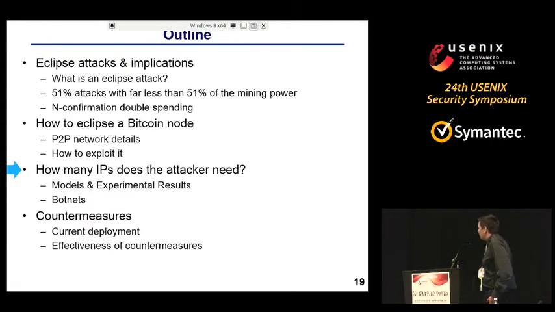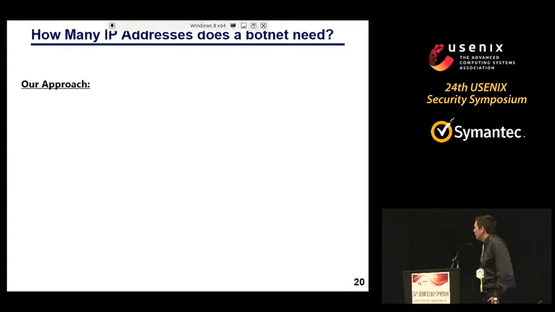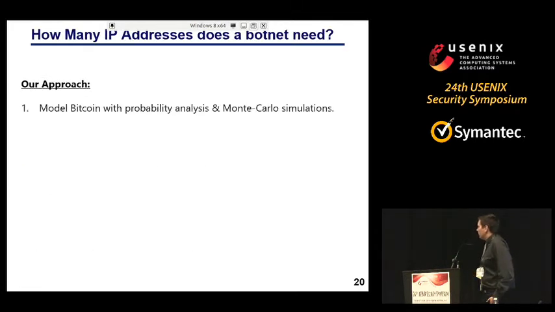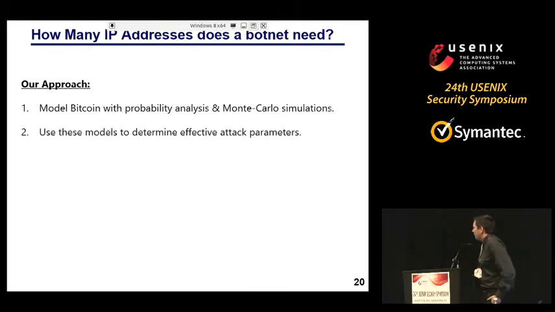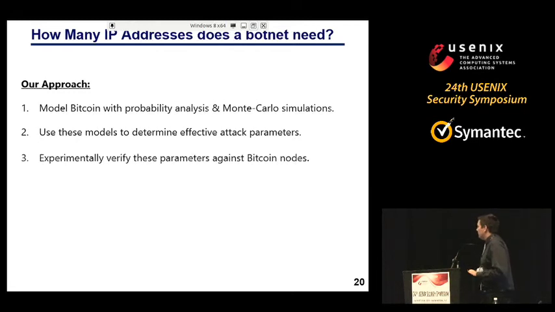So we've explained how to do this, but who can do this? How easy is this to do? Our approach was to look at the Bitcoin source code and model it with probability analysis, and then also use Monte Carlo simulations to validate our probability analysis. We used these models to determine effective attack parameters, time invested and number of distinct IPs, and then we experimentally verified these parameters against live Bitcoin nodes. We did this to our own Bitcoin nodes, but they were part of the Bitcoin network.